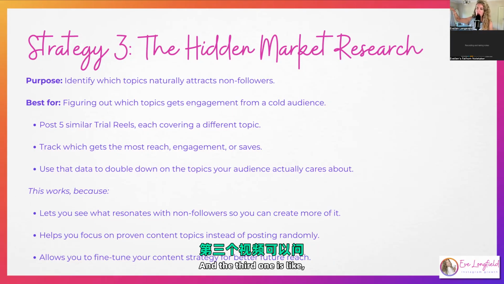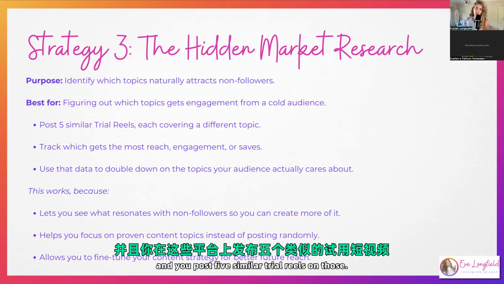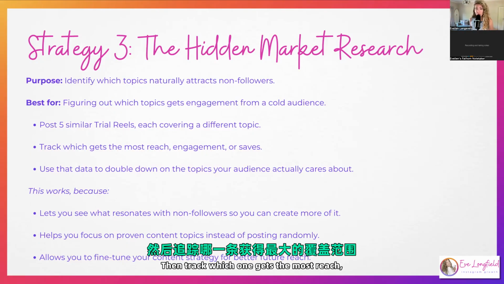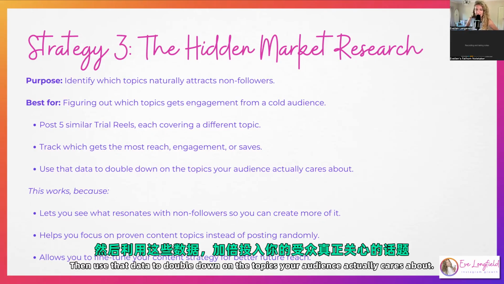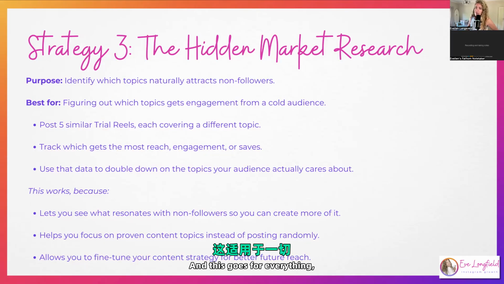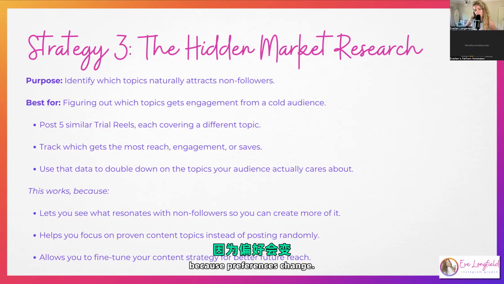Then the third one is like, oh, abs are so tricky. You just take a different subtopic within your niche and you post 5 similar trial reels on those. Then track which one gets the most reach, the most engagement, and the most saves, shares, likes, etc. Then use that data to double down on the topics your audience actually cares about. And this goes for all the tests. Don't test it once. Keep testing it over and over, because preferences change.